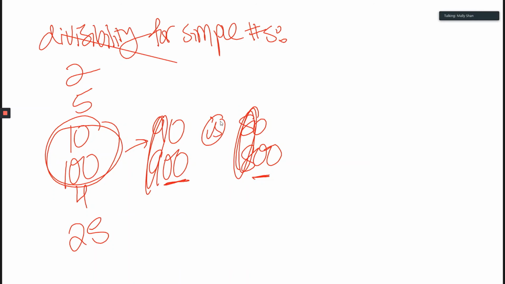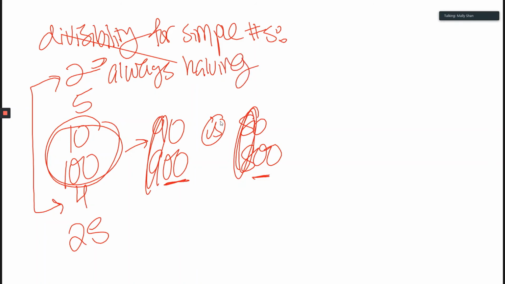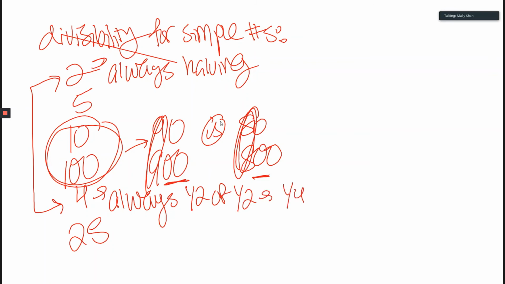Again, we just talked about the difference between 2 and 4. 2 is always halves, while 4 is always a half of a half, or a quarter. So whenever you're dividing anything by 4, just divide it by 2 twice, and you basically get the same answer. The last two are neat tricks that I know of.